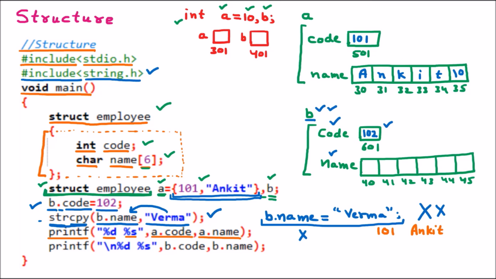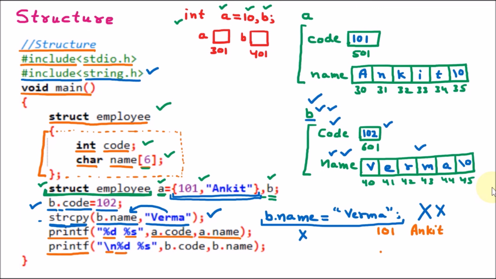So we are doing that. B dot name means we are accessing the array and we are writing here Verma. So Verma we are writing, then the /0 null character will be applied. Now afterward we are going to display the values of the structure elements. So we are saying printf means printing on the screen, /n for the new line. So here the cursor goes to the next line.